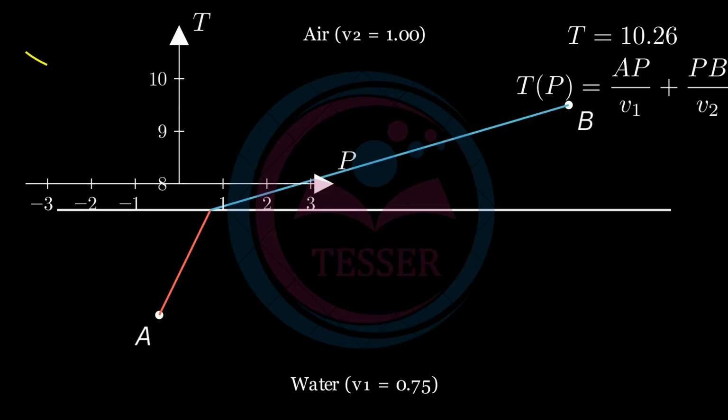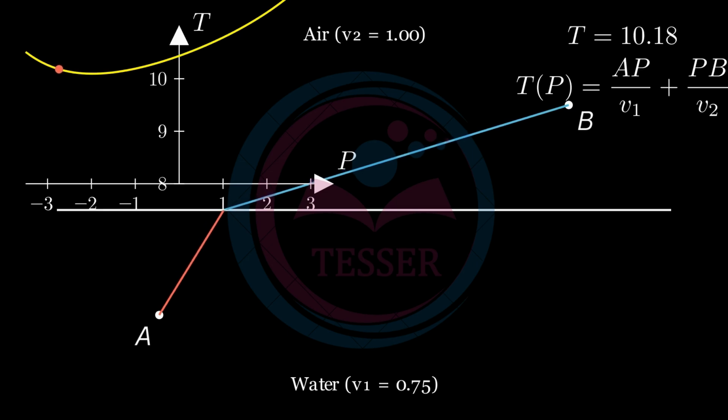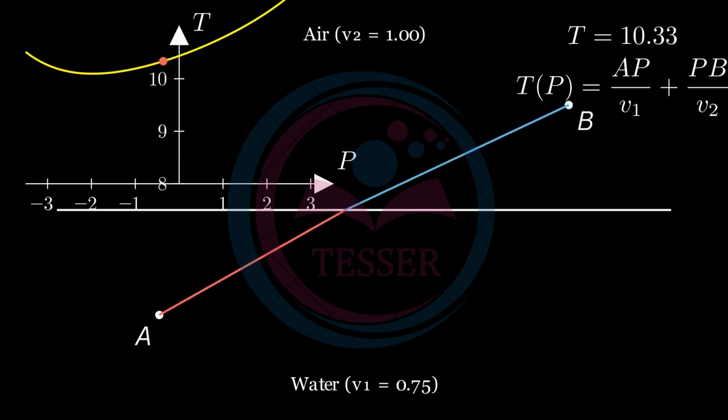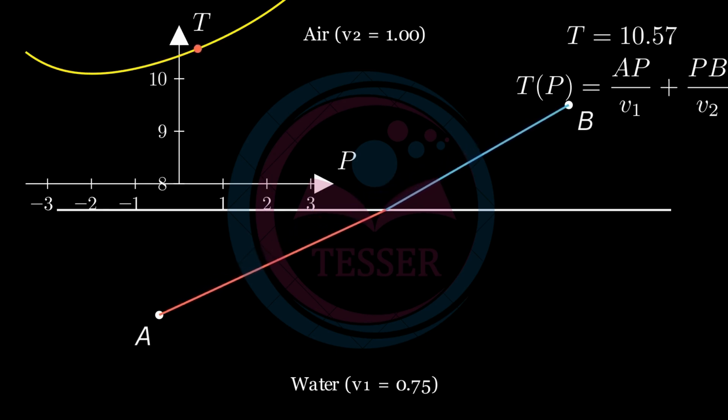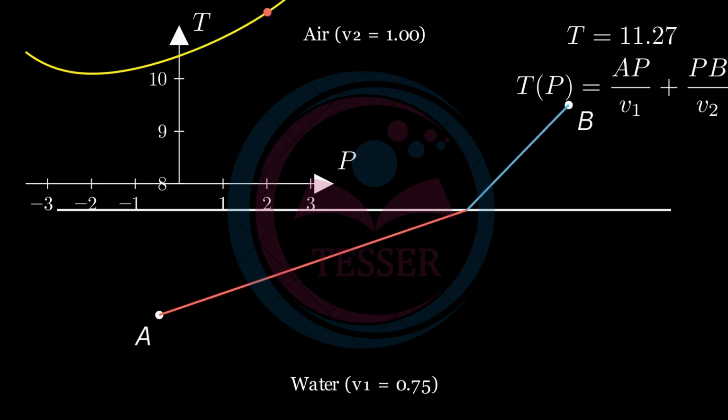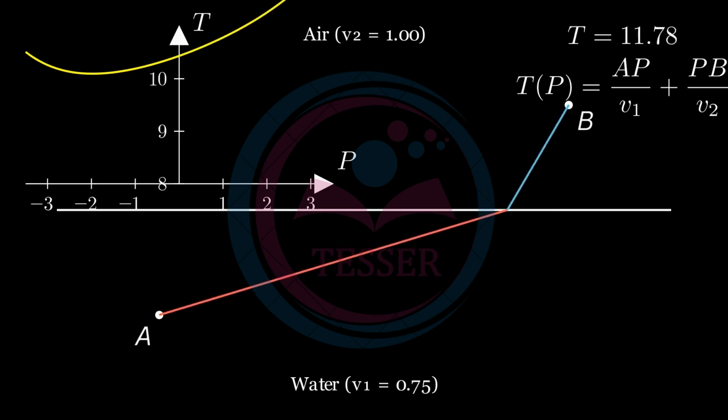Here, light travels from point A in water to point B in air, crossing the interface at some point P. The speed of light is different in the two media, slower in water, faster in air. So the total travel time depends on where the light crosses the boundary. On the left, we see a graph of total time versus the position of point P. Every possible path corresponds to one point on this curve.